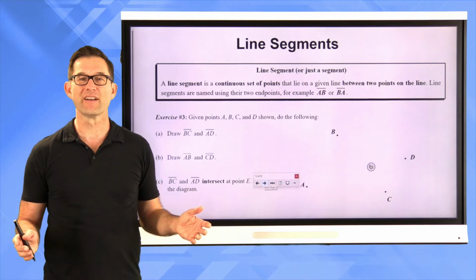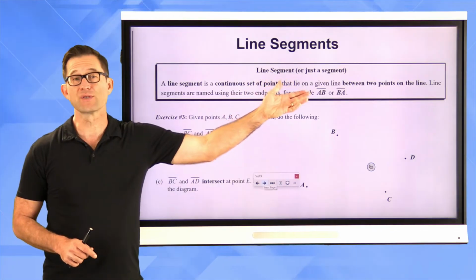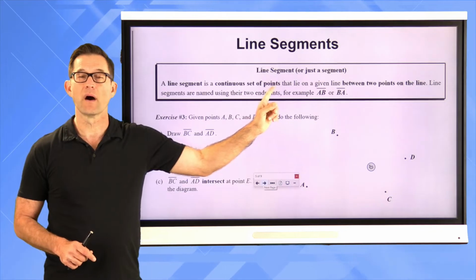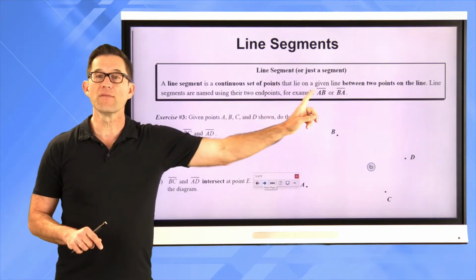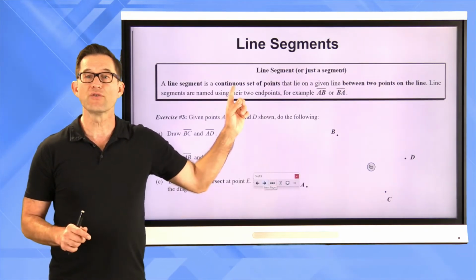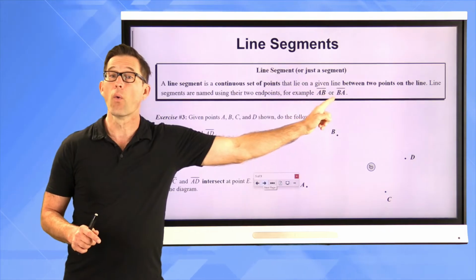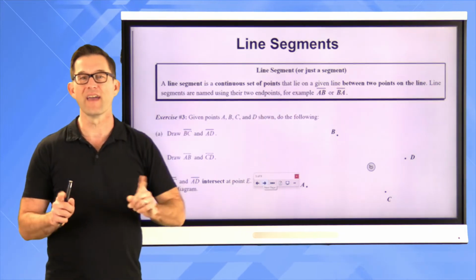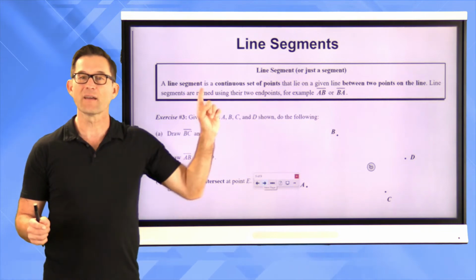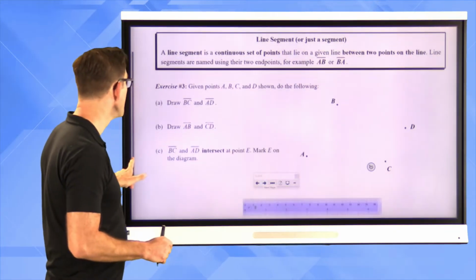Easy stuff, right, early on in geometry. Let's now talk about line segments. So a line segment, or just what we'll refer to as a segment, right? A line segment is a continuous set of points, all right, so there's no gaps in it, that lie along a given line between two points on the line. The line segments are named using their two endpoints, for instance, AB with a little line segment above it, no arrows, or BA with a little line segment above it, again, no arrows. So very similar to the way we name lines, the difference is segments have a little segment above them, lines have little lines above them, which is convenient. It would be weird if it were the other way around.